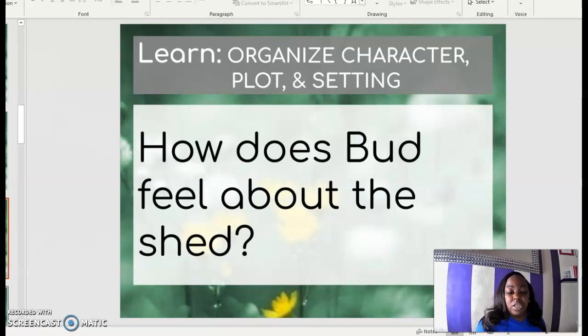How does Bud feel about the shed? The shed came in under Chapter 2, and we got a feel for what terrified Bud, what he was scared of, but he didn't want to show that fear. He wanted to make sure they didn't see that side of him. So how does Bud feel about the shed? That's something you want to talk about. Either have the students put it in the chat under your Zoom or Google Meet classes, or have them unmute themselves and talk about it.